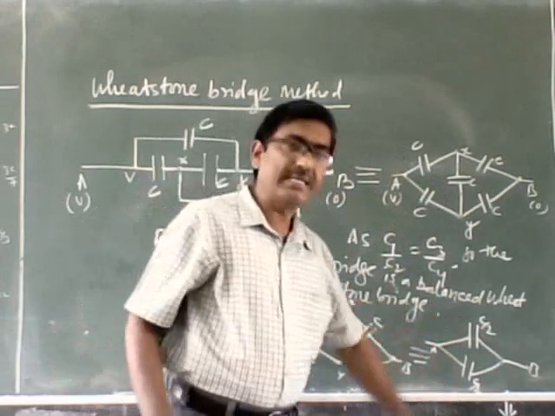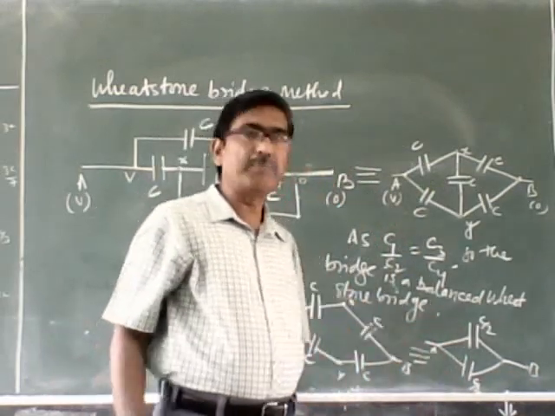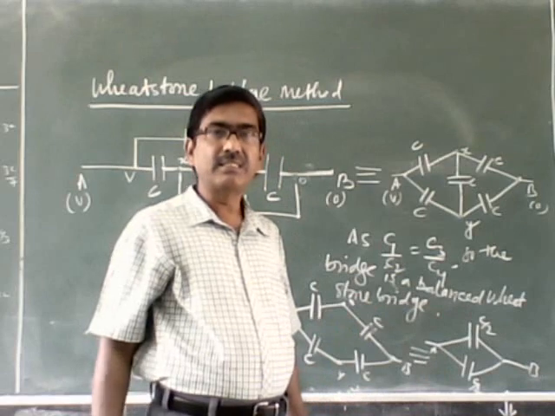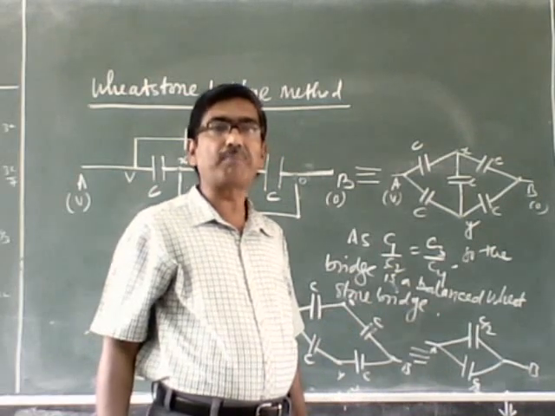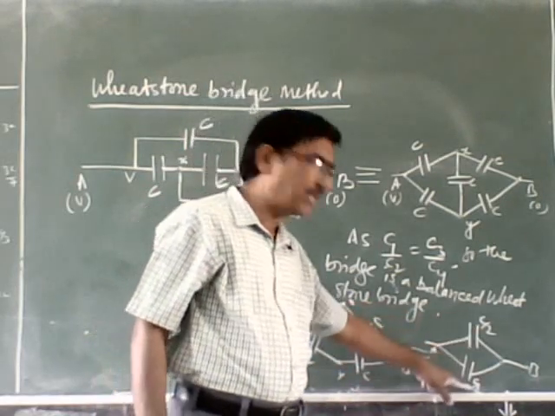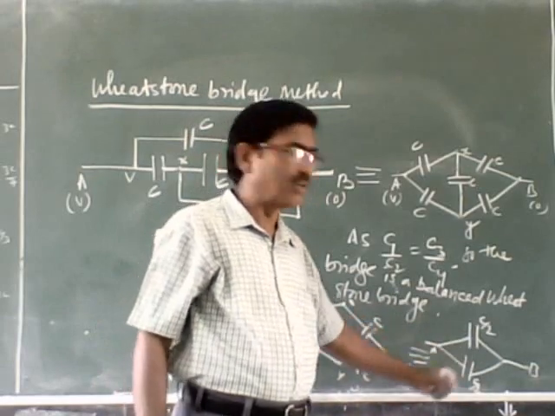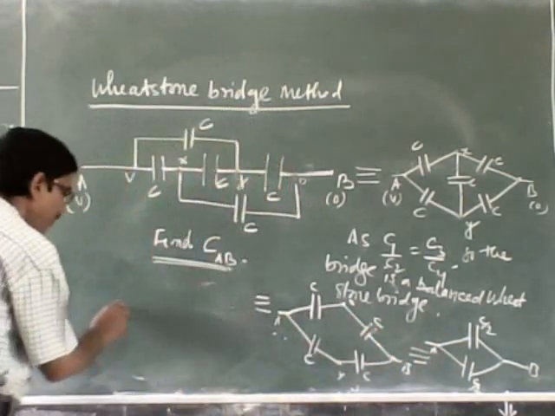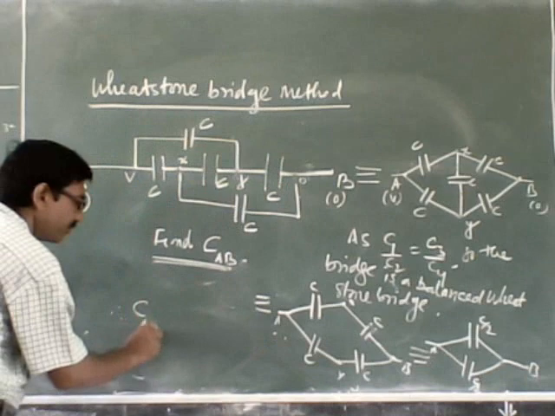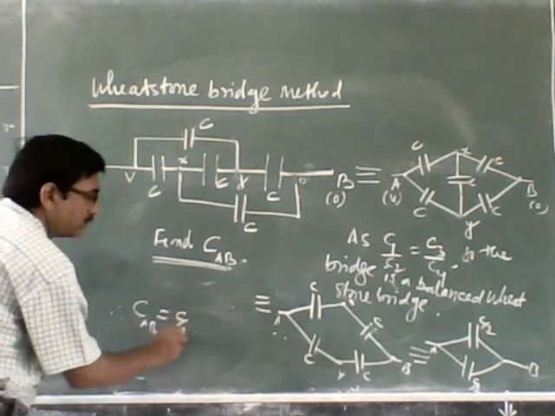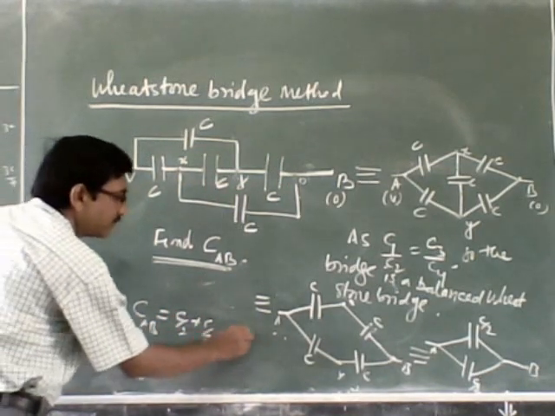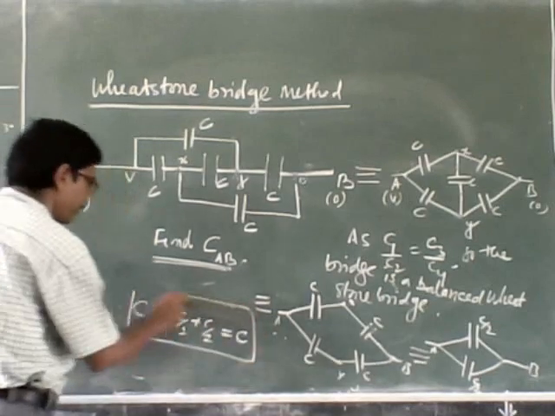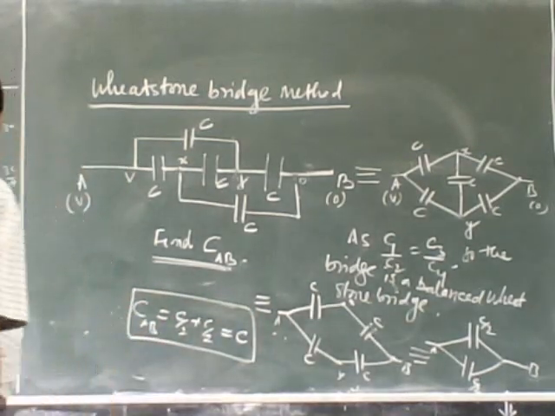Now how are they connected again? Parallel. If they are connected in parallel, what is the equivalent capacitance? C equal to C1 plus C2, so C by 2 plus C by 2. That is C only. Okay, so therefore CAB is C1 plus C2, meaning C by 2 plus C by 2. So this is equal to C.